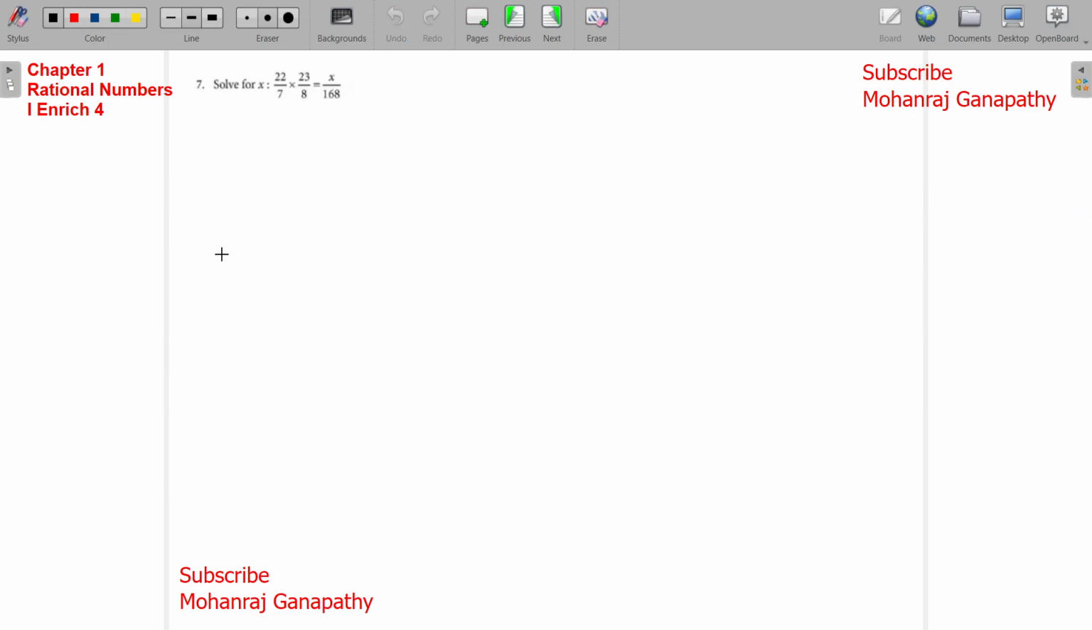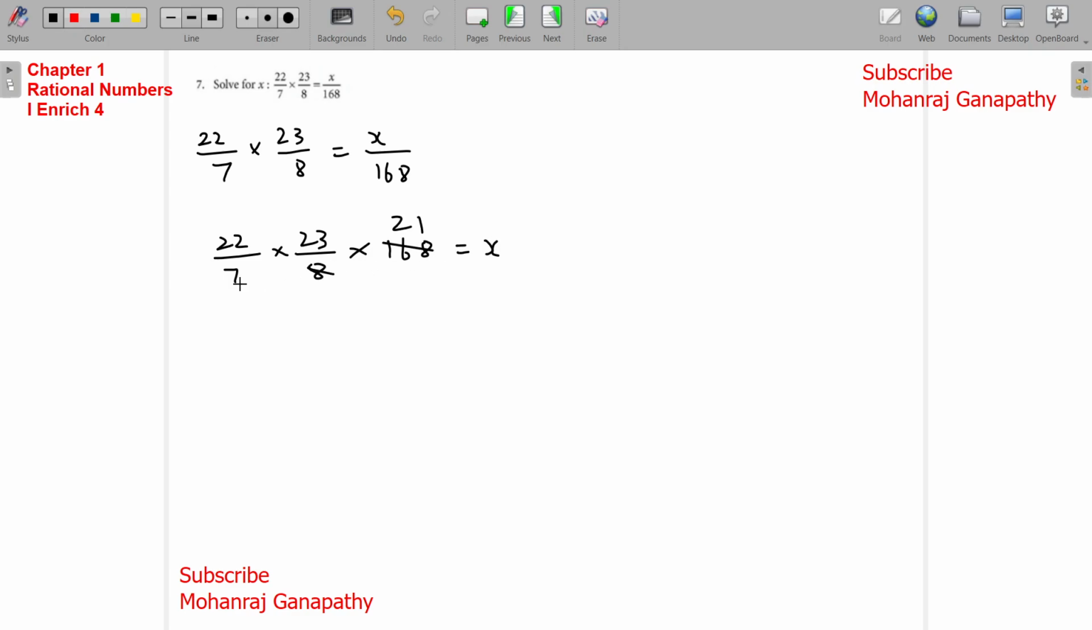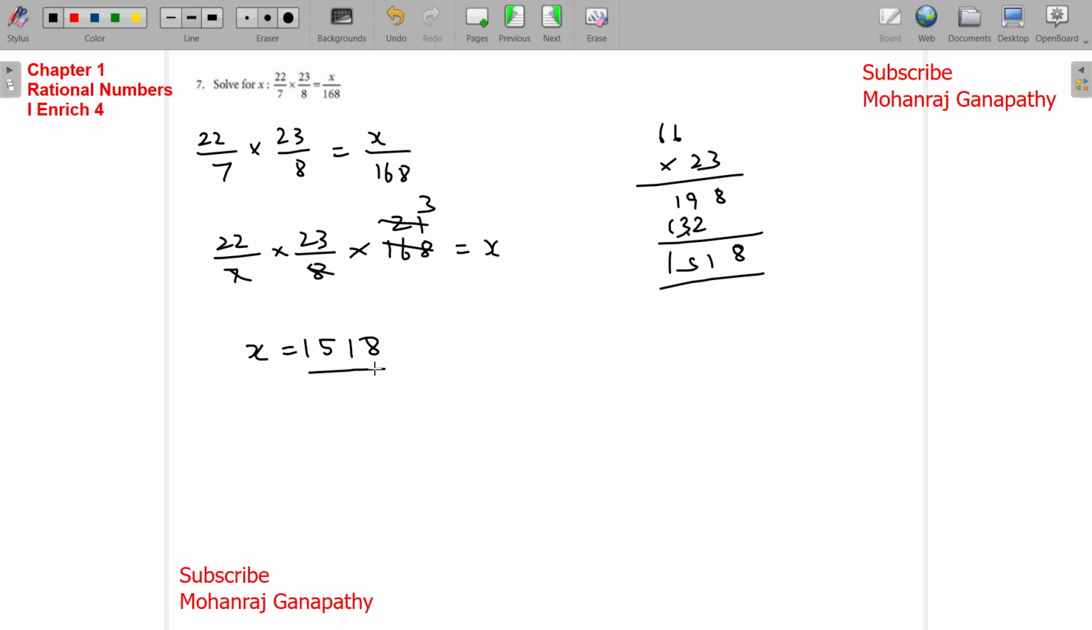7th sum. Solve for x. 22 by 7 into 23 by 8 is equal to x by 168. 22 by 7 into 23 by 8 into 168 is equal to x. 7 3s are 21. 66 into 23. 22 into 3 is 66. 66 into 23. X is equal to 1518.